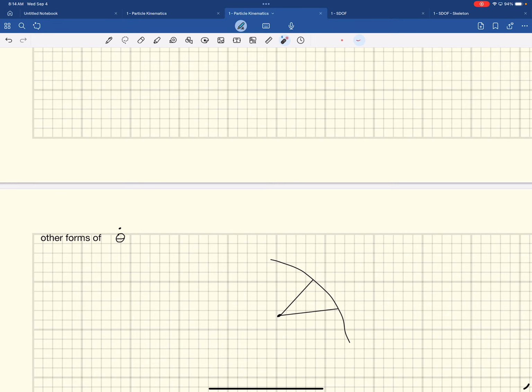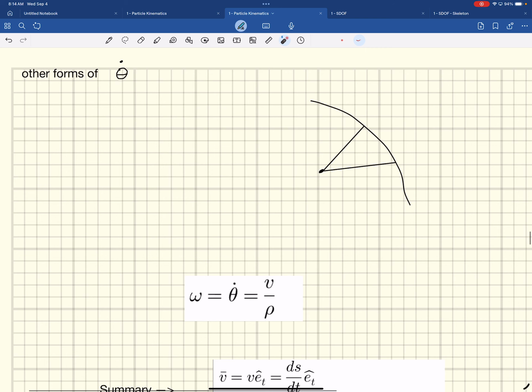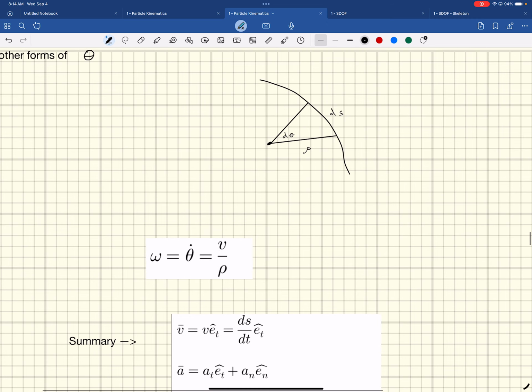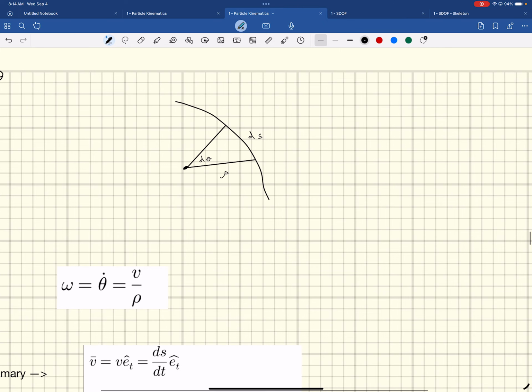Other forms of theta dot, okay? So we're going to go back to this little curve over here. We've got a d theta down here, and I've got a rho right here, and I've got a ds right there. And so you can calculate arc lengths. ds is equal to rho times d theta. If you're talking really small things, you can figure out how long an arc length is by just taking that radius, multiplying it by the theta, and it'll tell you what ds is.